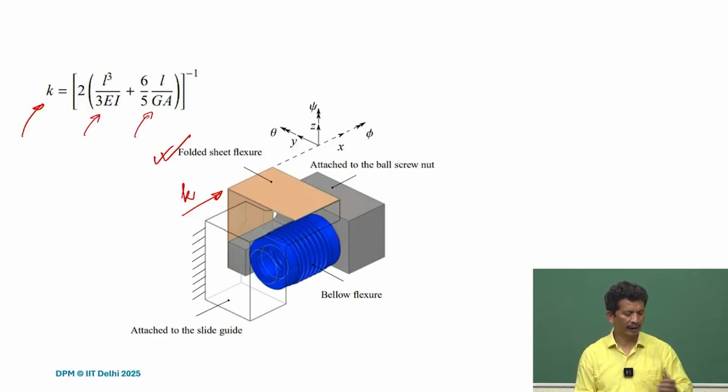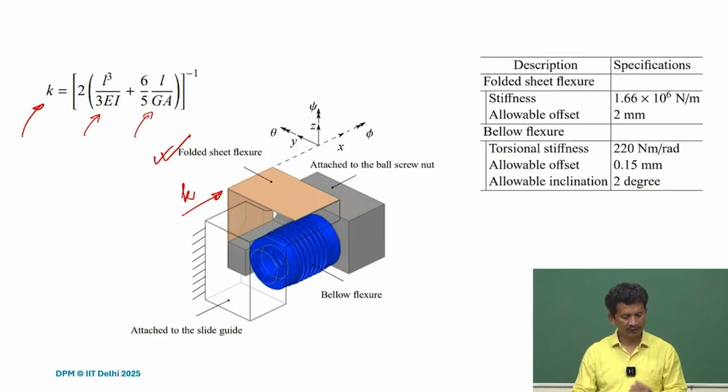So the L is the length of the individual sheet flexures, and then E is the Young's modulus, I is the area moment, G and A, G is rigidity modulus, and A is the area of cross section of the sheet. So we can put it and we can calculate.